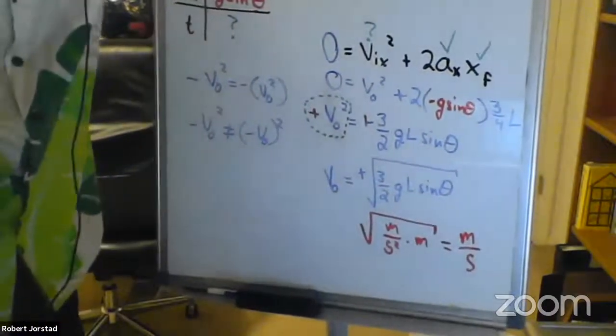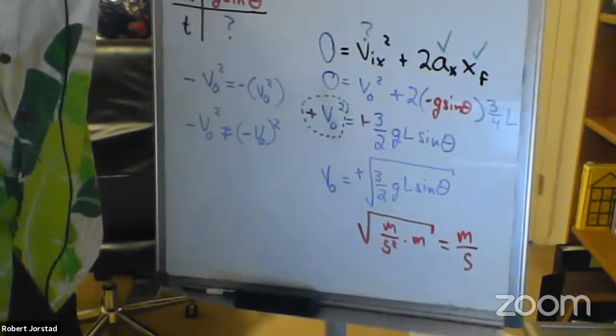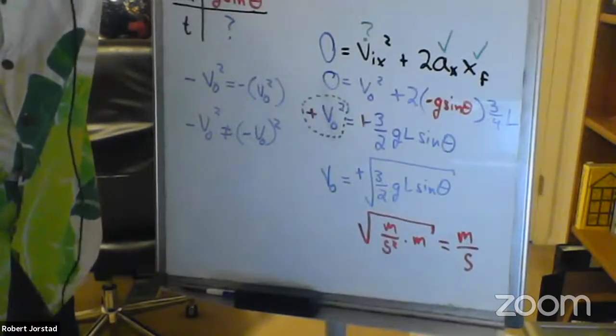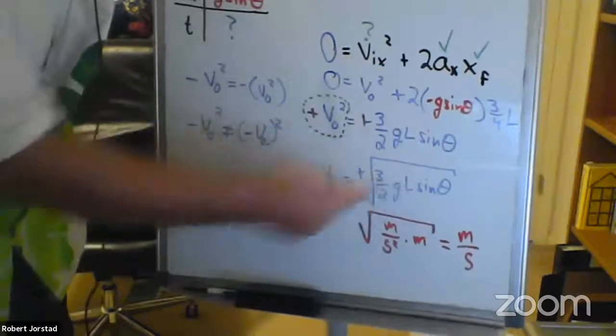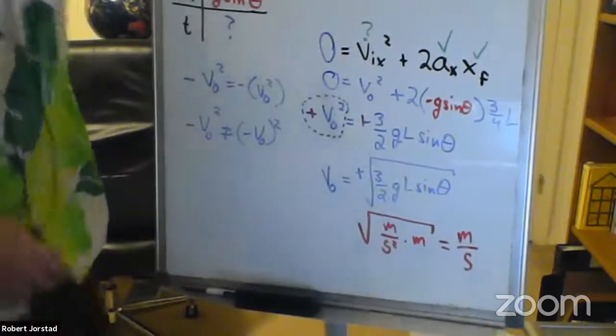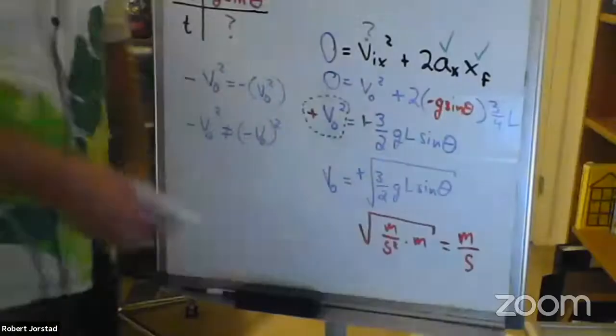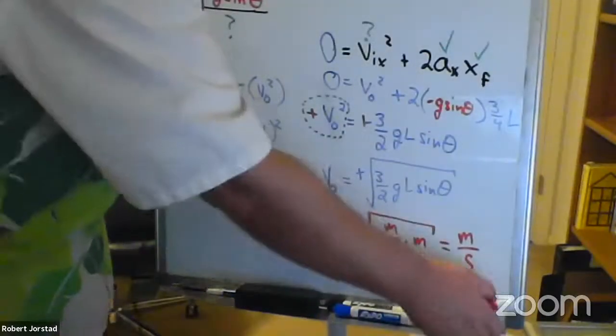Wait a minute, everybody. I thought gravity pulls down. Isn't G a negative number? Isn't it negative 9.8? No, G is always positive. Yes, exactly. All right. So I'm trying to get you the common things.